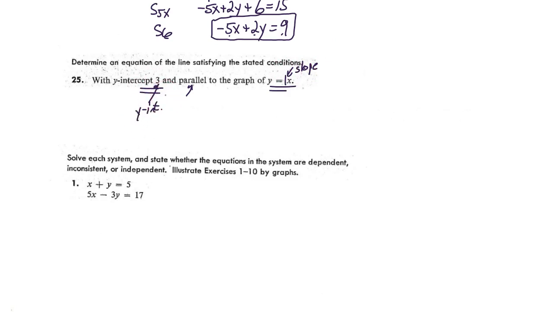Because we know the slope and the y-intercept, the best form to use is slope-intercept form. The pattern for that is y equals mx plus b. So we have y equals 1x plus 3.